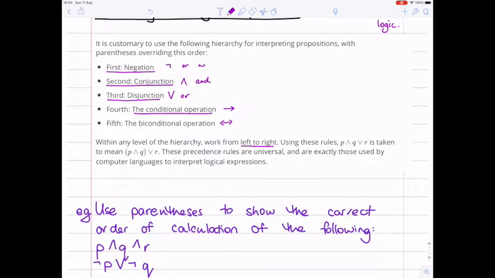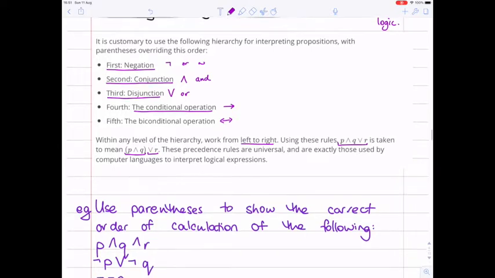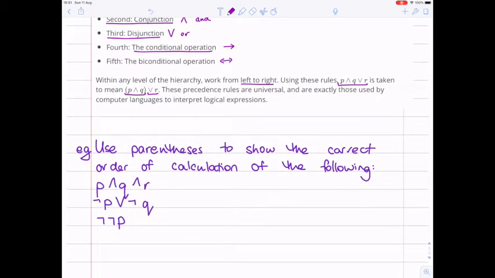So for example, if you were just given this, it would be taken to mean P and Q, you do that first, or R. And these rules are universal, and they're used by computer languages to interpret logical expressions. So when your computer's doing logic, this is how it's thinking about it. So let's just use parentheses to show the correct order of calculation of the following.